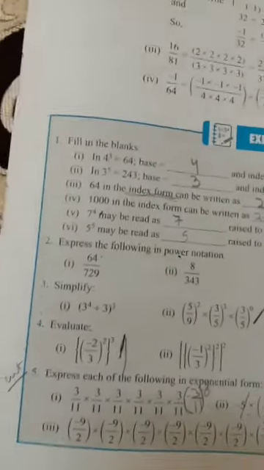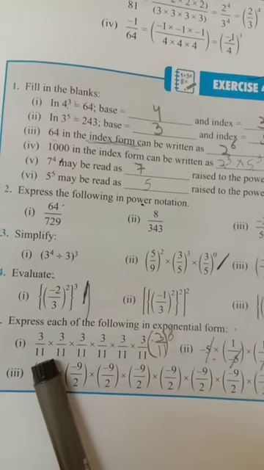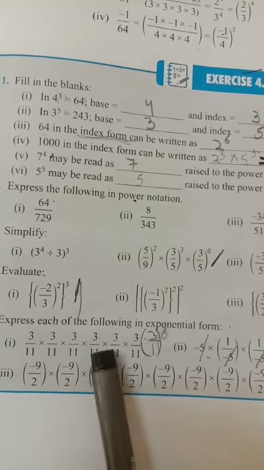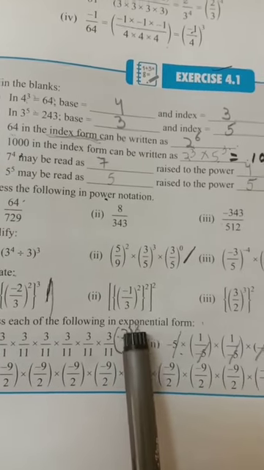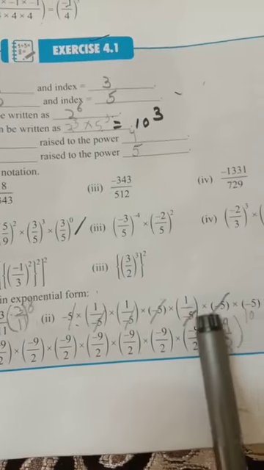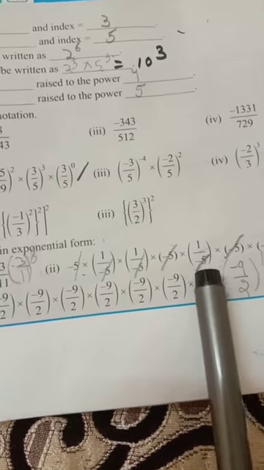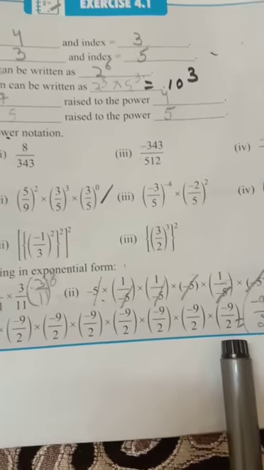Okay, now question number 5. Express each of the following in exponential form. How many 3 by 11 are there? 1, 2, 3, 4, 5, 6. 3 raised to 3 by 11 raised to 6. Here minus 5 you can cut out. What will be left? Minus 5 square. Here 1, 2, 3, 4, 5, 6, 7, 8, 9, 10 times minus 9 by 2. Clear, children? Question number 1 and question number 5 you have to do in the textbook only.